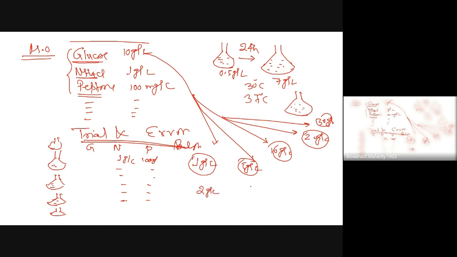For 5 gram per liter, I am getting biomass of 4 gram per liter. For 10, I'm getting, for example, 7 gram per liter. For the next, I'm getting 8 gram per liter, and here also I'm getting 8 gram per liter. So what does it mean? I can make a plot, yes or no?